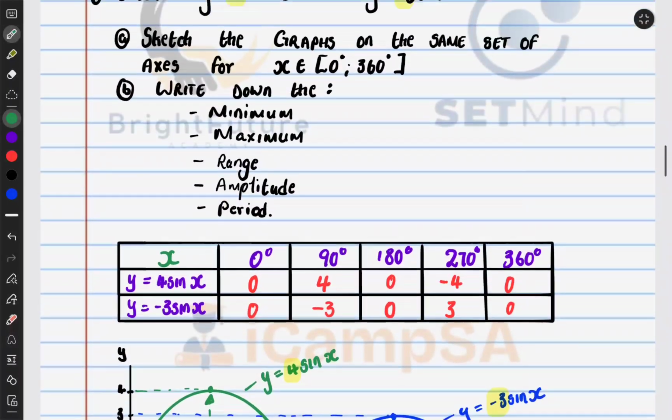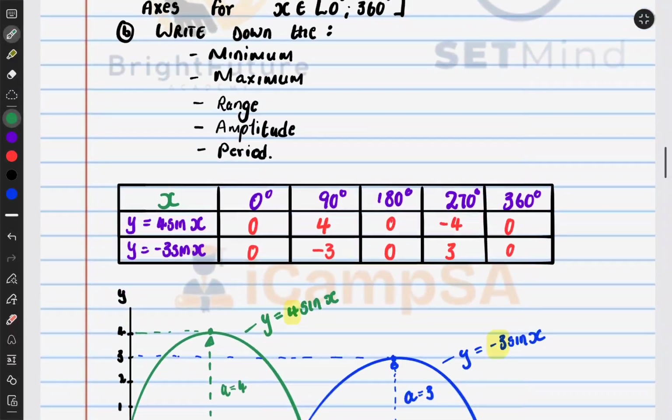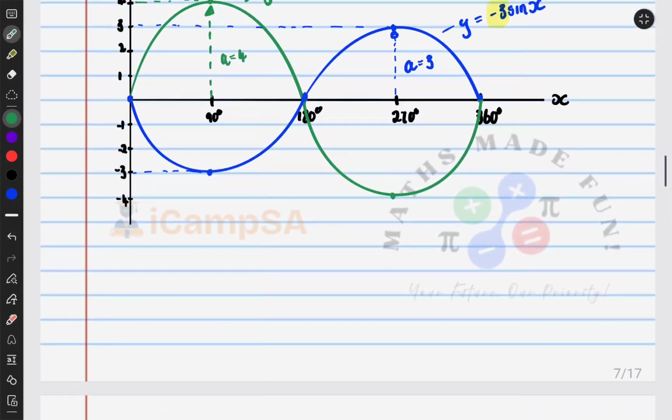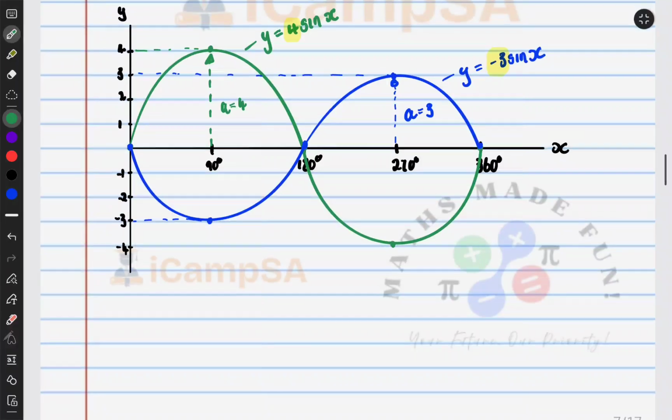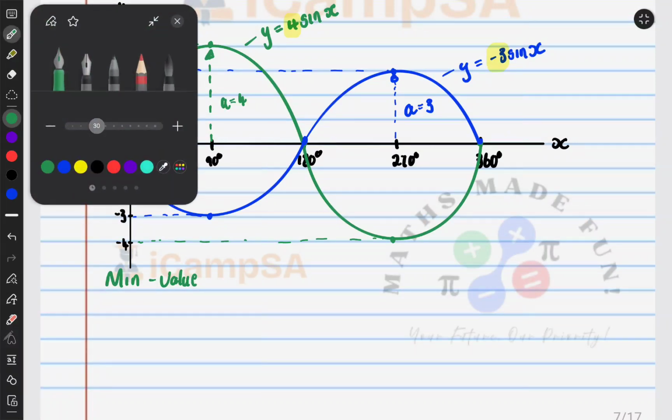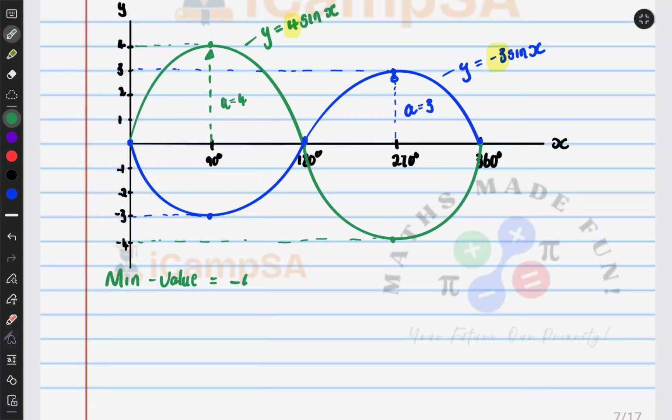And then for each function, write down the minimum, maximum, the range, the amplitude, and the period. Okay, so let's come here for the first function, y is equal to 4 sine x. What is the lowest value of the function? Here is where we have the lowest value, which is -4. The minimum value is equal to -4.